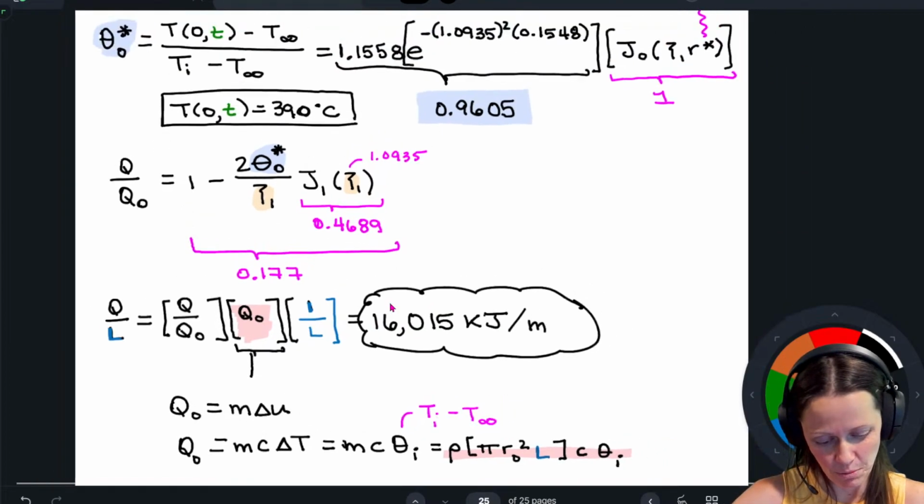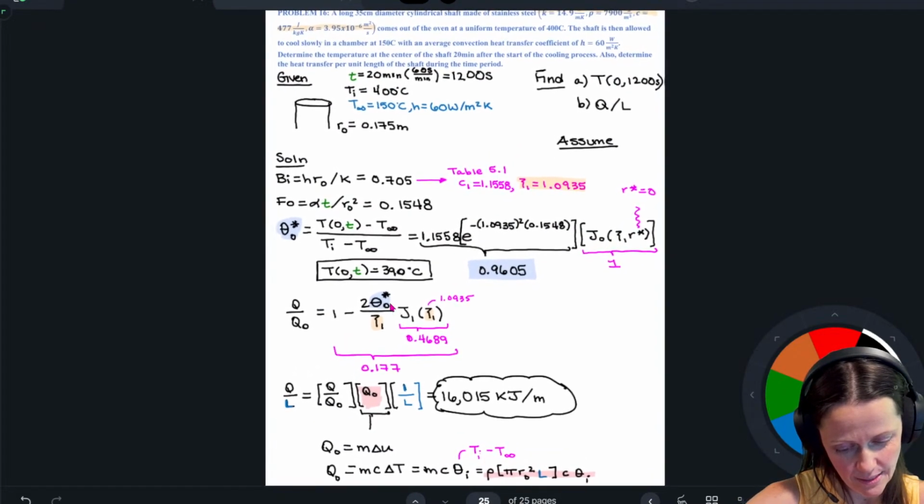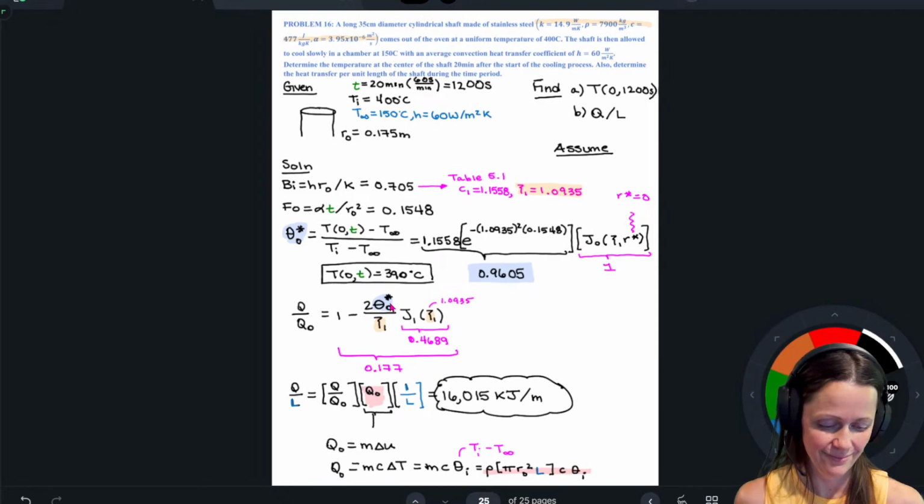Can you scroll up to the problem statement? Yes. Okay. And then after that, can I see the Heisler chart from the last problem? Yes.